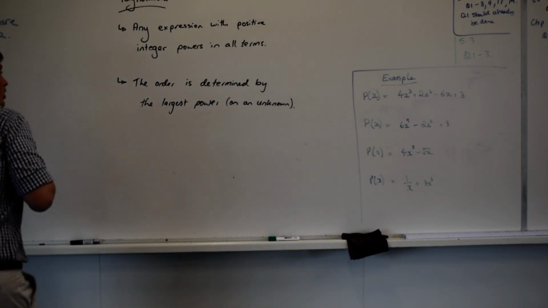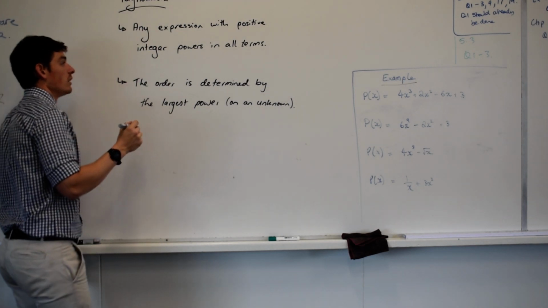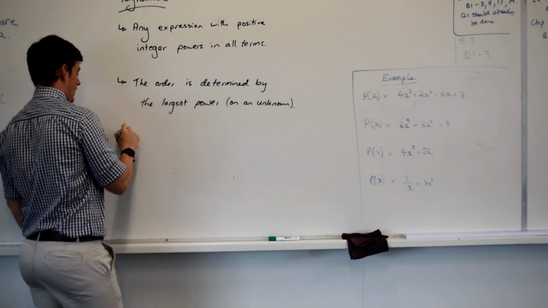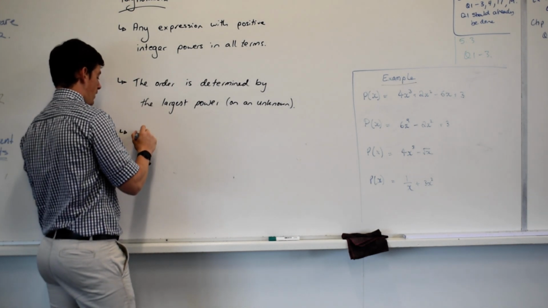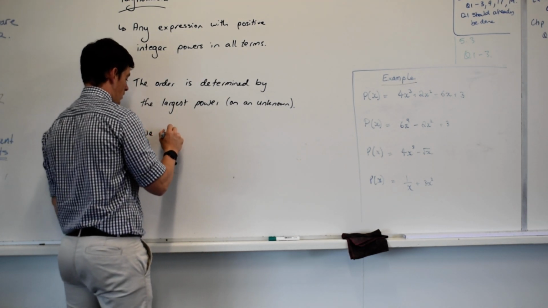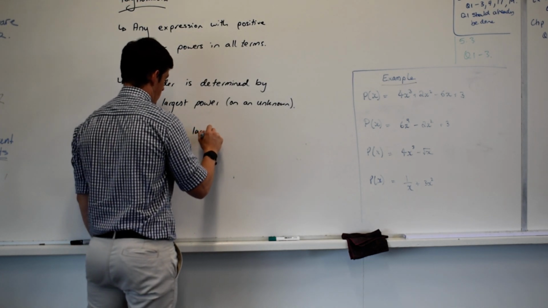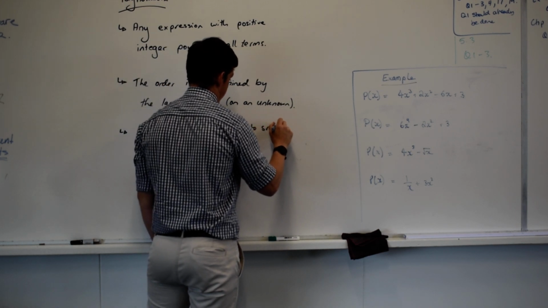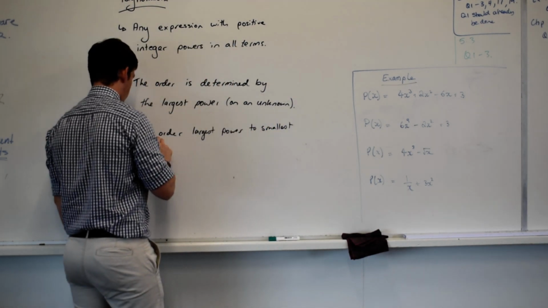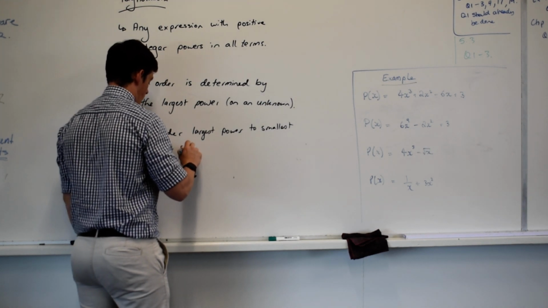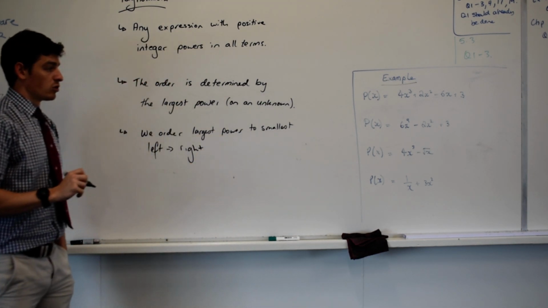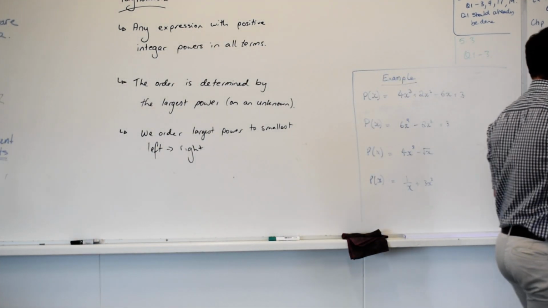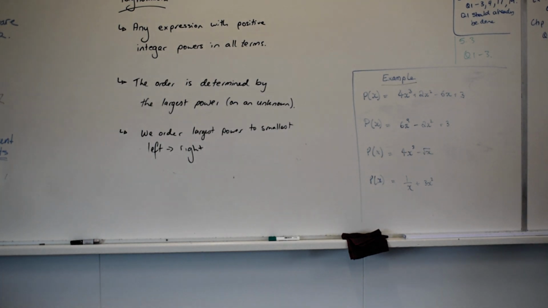Right. So polynomials are any expression with only positive integer powers in all terms. It's determined by the largest power, and we order largest power to smallest, left to right. So that's a convention. We go from the biggest power to the smallest power. Cool. Are we happy with that?